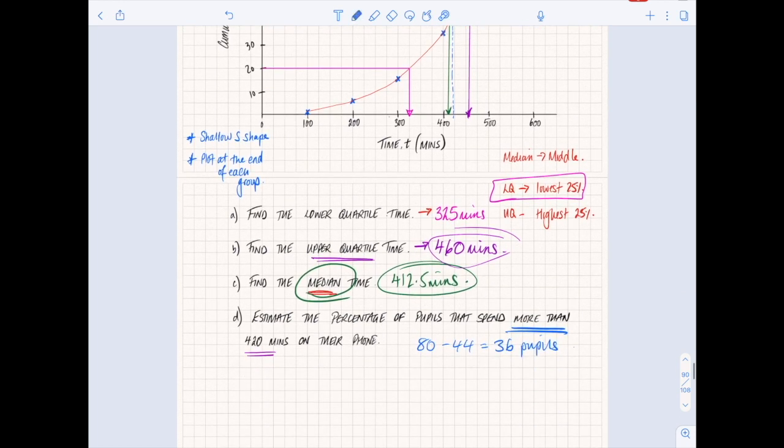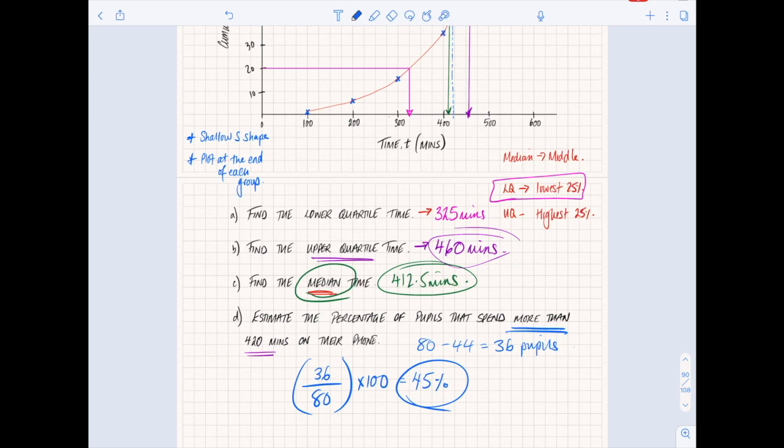It's asking me for a percentage. So it's 36 pupils out of a total of 80 pupils. So it's what you've got out of 80 and then times by 100. And when you work that out, that will tell you the percentage of pupils that spend more than the 420 minutes. So 36 divided by 80, then times 100. When I do that, I get 45%. So 45% of pupils spend more than 420 minutes on their phone.